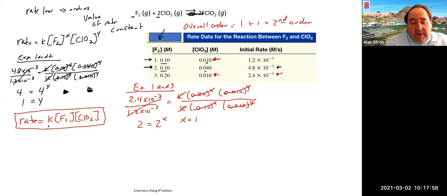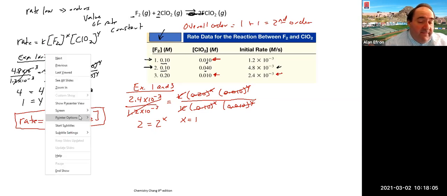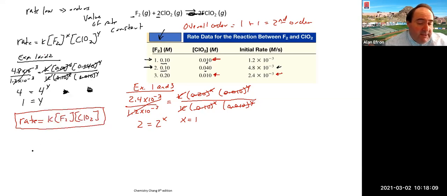Once we have our rate law, we then can use our rate law and the information in the table to actually solve for the value of K here. And to do that, what we'd want to do is rearrange this like we did on the previous one and solve for K. So we're going to divide everybody to the other side to do that. That's going to give us the rate divided by F2 and ClO2. And again here, you could choose whichever entry you like to do that.